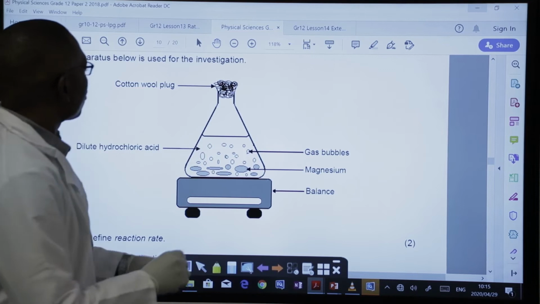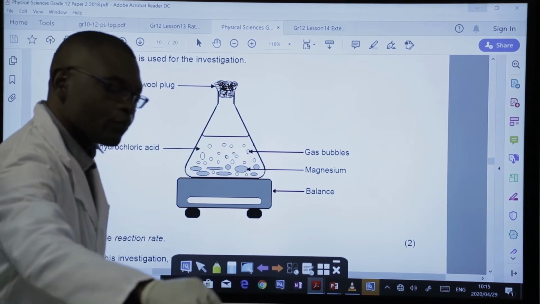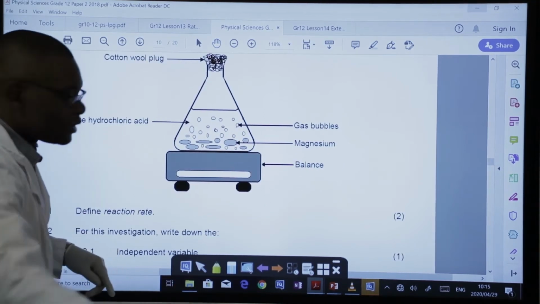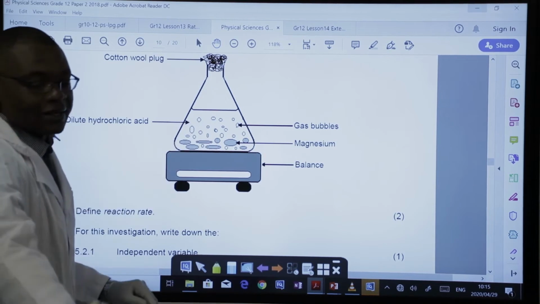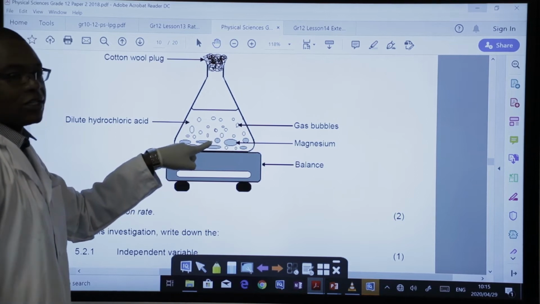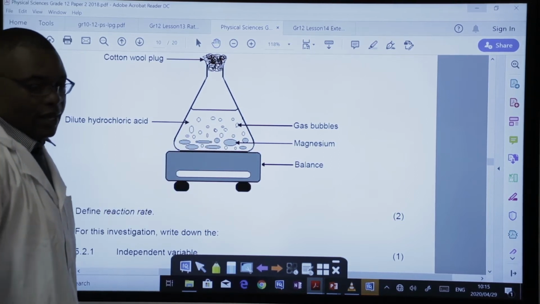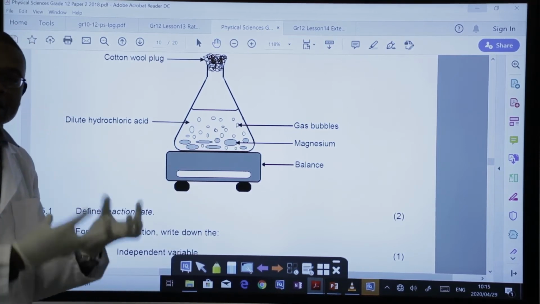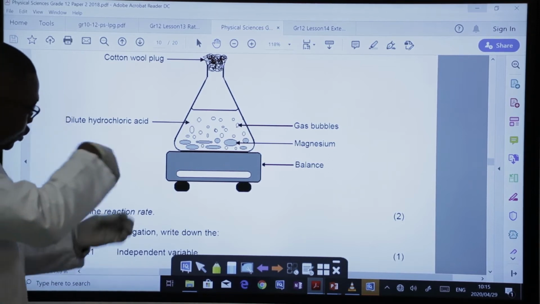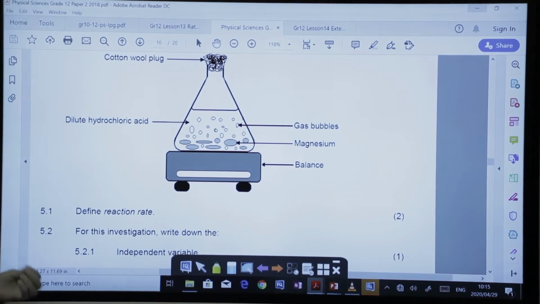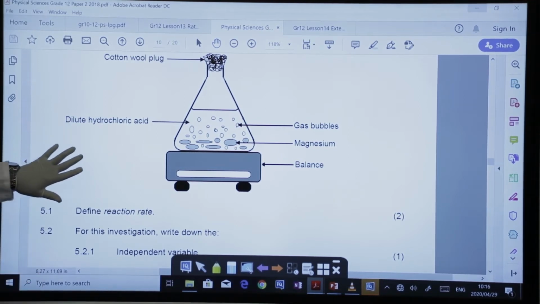We had our cotton wool plug. I used a tissue to prevent the hydrogen from escaping. We used dilute hydrochloric acid, and then we saw the gas bubbles coming off the solution. And you saw when I put my magnesium ribbon, how it settled for a while and gradually dissolved into the solution, with bubbles being generated. Okay. So from that information, can we make sense of how we apply our knowledge on rates of reaction?